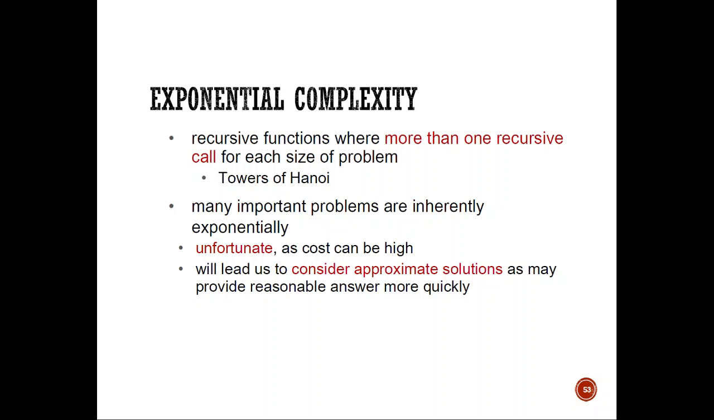So the exponential complexity class is the worst complexity class that we can have. This often occurs when we have recursive functions with more than one recursive call for each size of the problem. One such example is the Towers of Hanoi problem. Many important problems are inherently exponential. This is unfortunate since the cost can be extremely high. This often leads us to consider approximate solutions as they may provide reasonable answers more quickly.